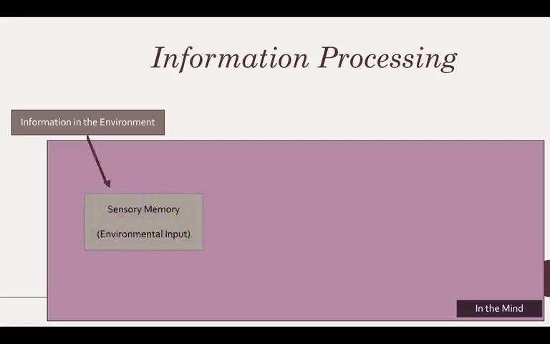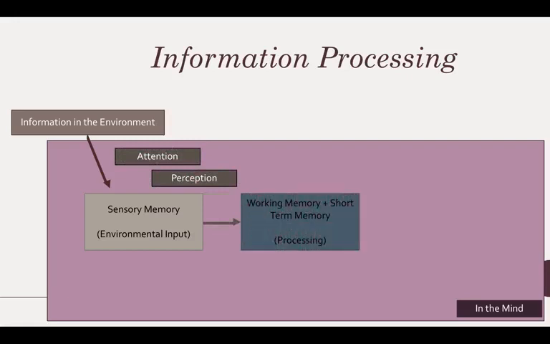But for now, information enters into our mind from the environment to our sensory memory through two processes of attention and perception. Some of that information we choose to process. So we don't process everything that we perceive or everything that enters into our sensory memory. But some of it we do. And that goes to our working memory and short-term memory. And that's where information processing happens. That's where information is actively manipulated. And to keep information in working memory, we rehearse it. We'll talk about what that means.